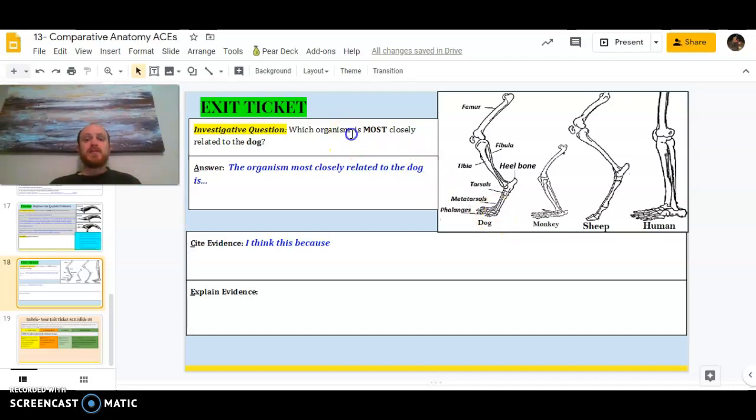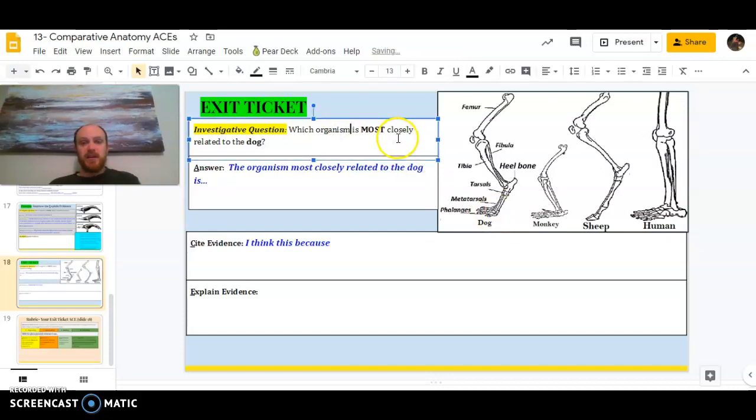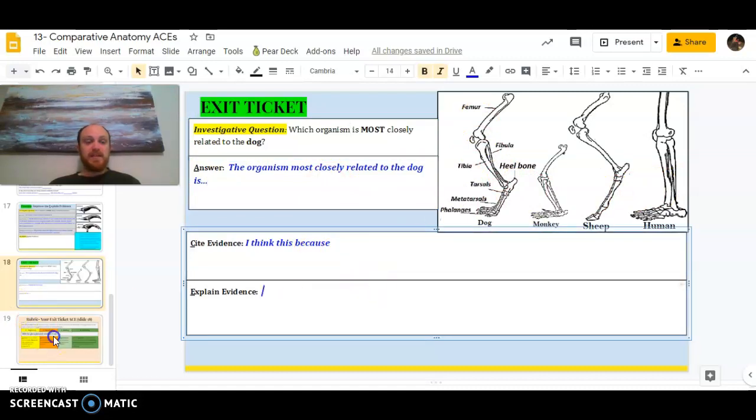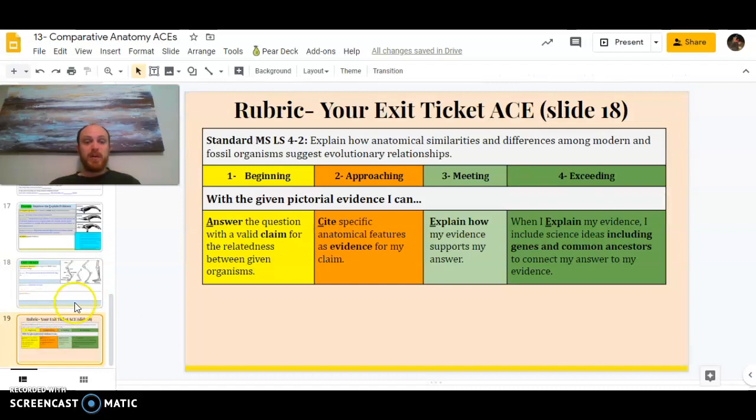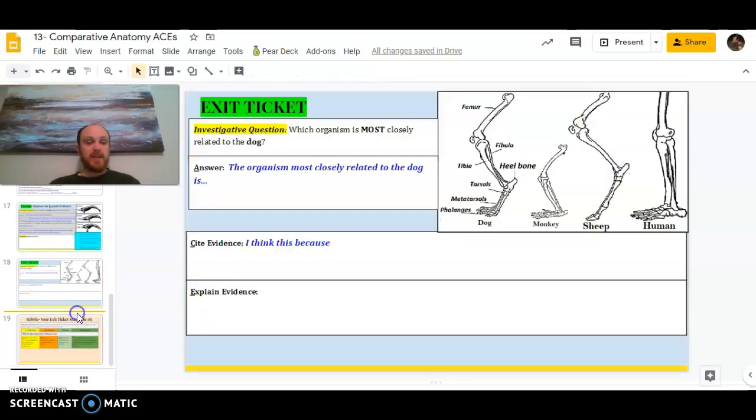I want to know which organism is most closely related to the dog. Here's the dog. Which of these do you think is most closely related to the dog? Give me an answer. And then fill this out with your citing and explain evidence. And I'm going to use this rubric to help give you an assessment on it, to help give you a grade.